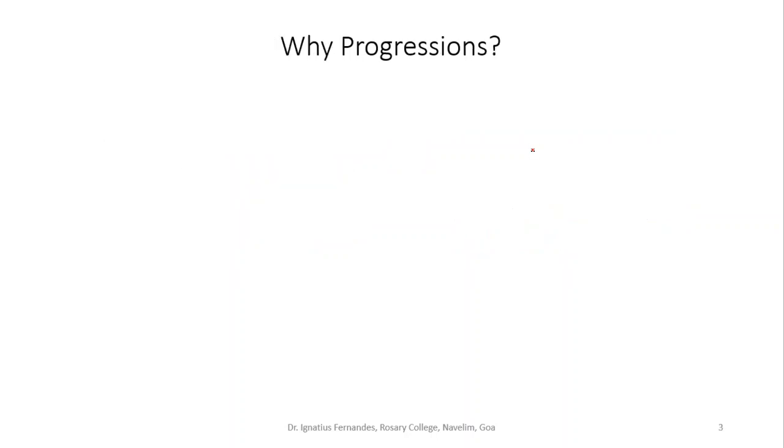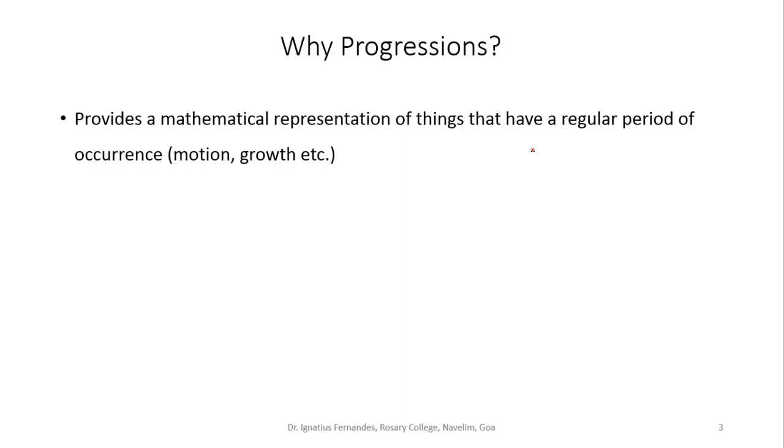Now, why do we learn progressions? Because the definition itself is talking about a sequence of numbers which follows a regular period. So it provides a mathematical representation of things that have a regular period of occurrence. Because we are talking about a common difference, something that is happening periodically with the same difference. So usually movement, motion, growth, most of the processes that are time dependent are usually represented by an arithmetic progression, which has a regular period of occurrence.